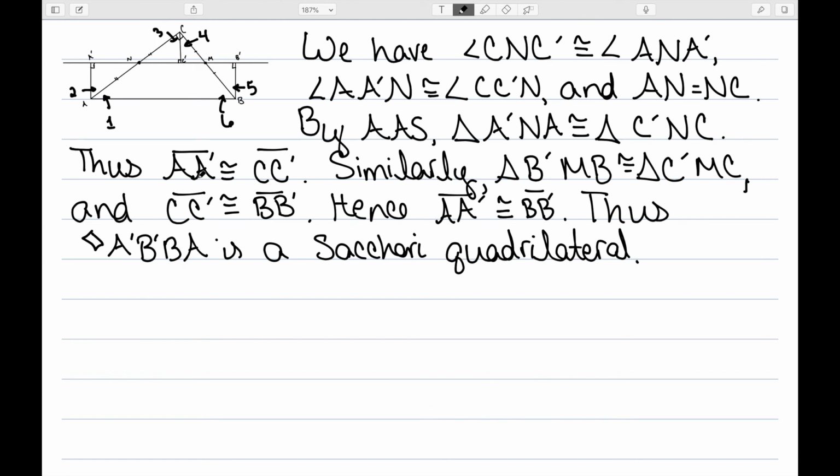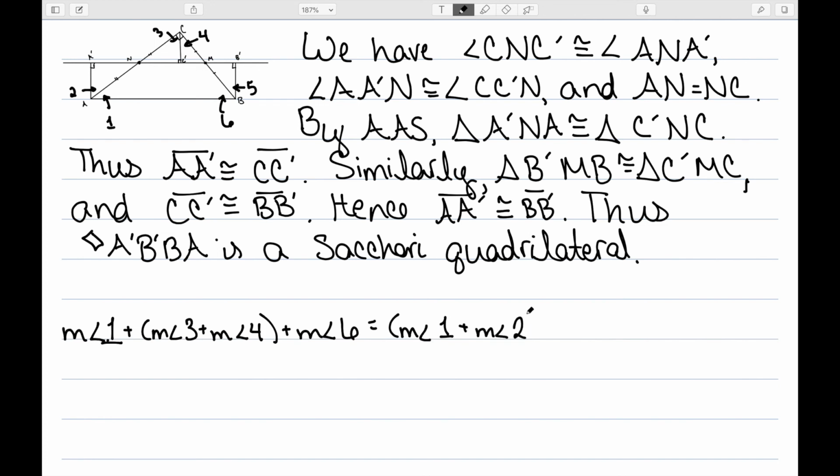To get the angle sum piece of this, I went ahead and labeled some angles. The angle sum of our triangle ABC is the measure of angle 1 plus the measure of angle 3 plus the measure of angle 4 plus the measure of angle 6. This is the same thing as the measure of angle 1 plus the measure of angle 2 plus the measure of angle 5 plus the measure of angle 6. So by the fact that these triangles were congruent, I have that angle 3 and angle 2 are congruent and angle 4 and angle 5 were congruent, which is what gives me this here.